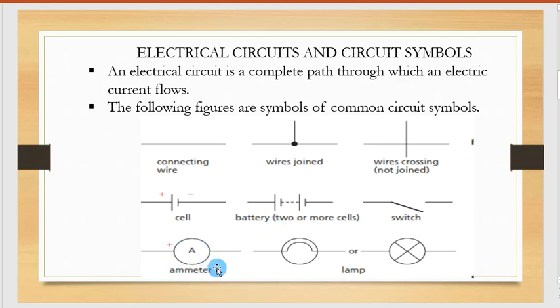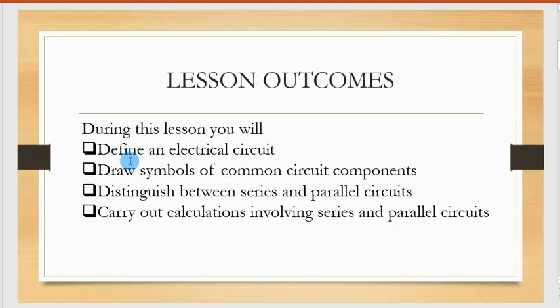This is an ammeter, with a positive indicated because an ammeter has a positive and a negative. Then we have a lamp or electrical bulb, which can be shown in this way, or simply a circle with a cross. So these are some of the common symbols we are likely to meet in electrical circuits. So we said we should be able to define an electrical circuit, which we have done. We have said it's a complete path through which an electric current flows or passes. Then we have seen some of the symbols of common circuit components.